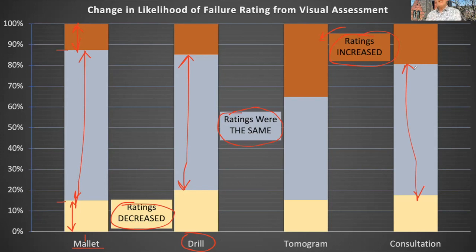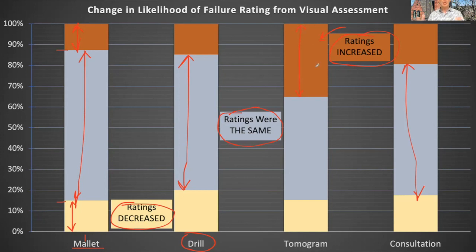Did people's likelihood of failure ratings change after they consulted with another participant? And most, 60% or so, didn't change. The rating was the same, whether it was improbable, possible, or probable. It didn't change after the consultation. The only one where it's pretty obvious that there's a difference is right here with the tomogram.